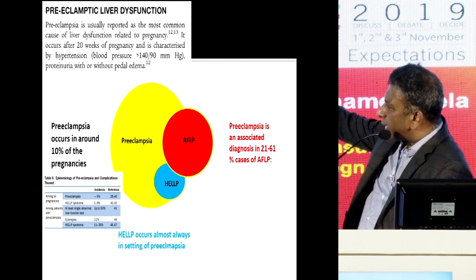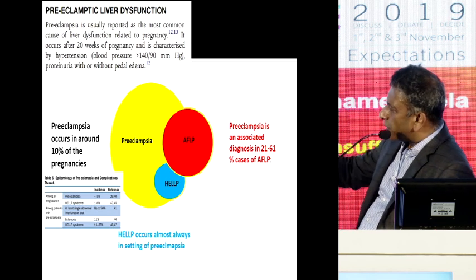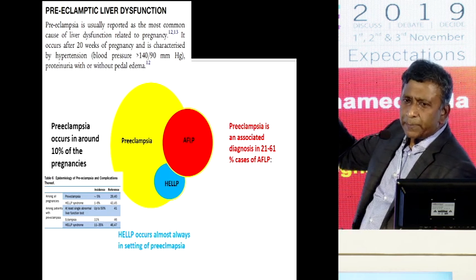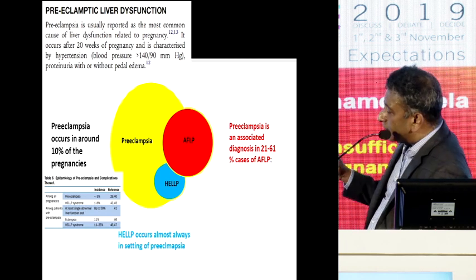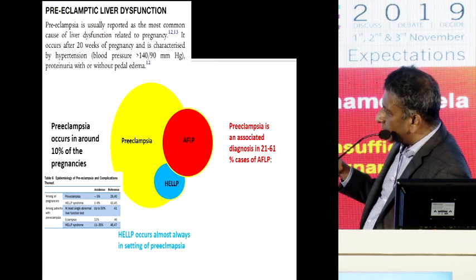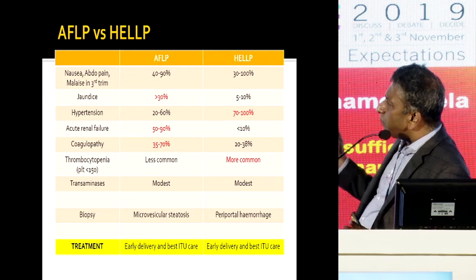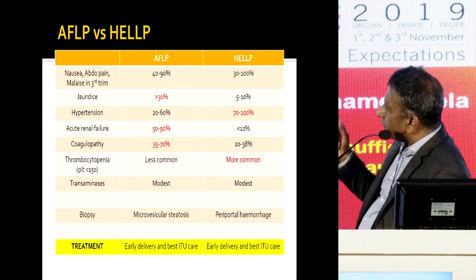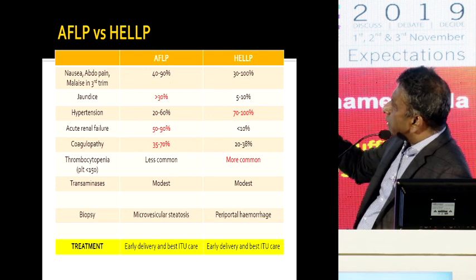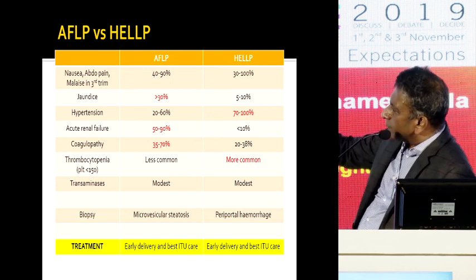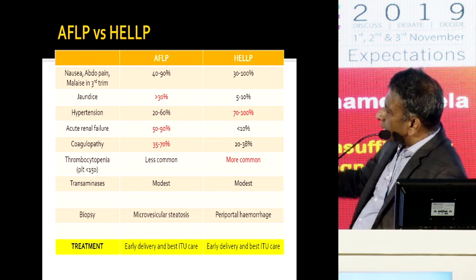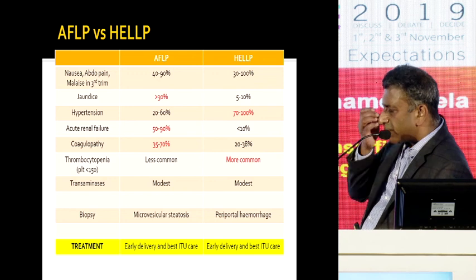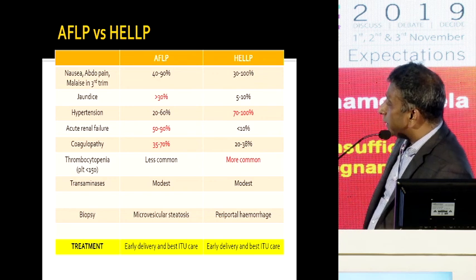And the differentiation between the acute fatty liver of pregnancy and HELLP: most of HELLP syndrome is in the setting of preeclampsia, whereas the acute fatty liver of pregnancy can be independent. You can have it in patients with preeclampsia as well, but the majority of the fatty liver patients don't have to have preeclampsia. So that is the differentiating point between the two. You have nausea, vomiting, common symptoms. Jaundice is much more in fatty liver rather than in HELLP syndrome. Hypertension is much more in the HELLP syndrome rather than in the fatty liver. Acute renal insufficiency is more common in the fatty liver. Coagulopathy is more common. Thrombocytopenia is less common. So if you know the differences, it's very easy to differentiate the two and to manage them appropriately.